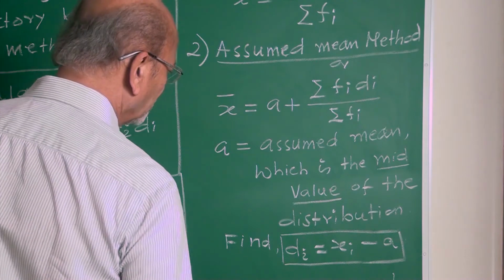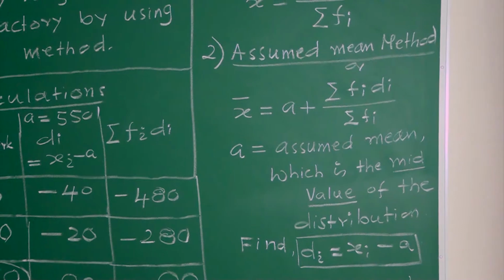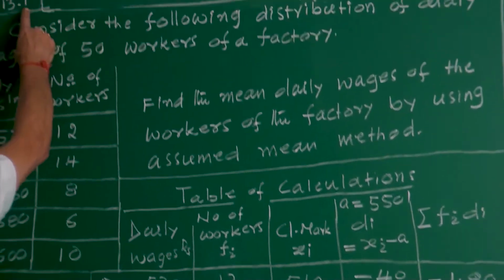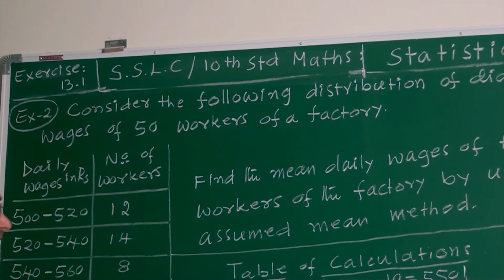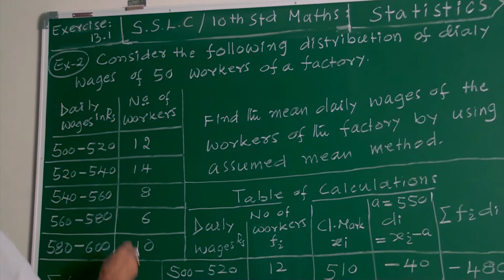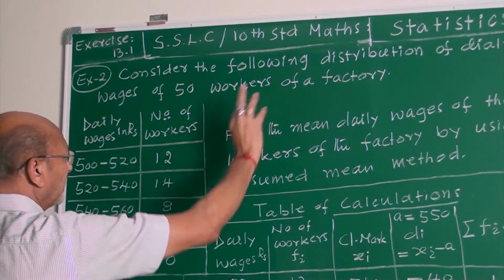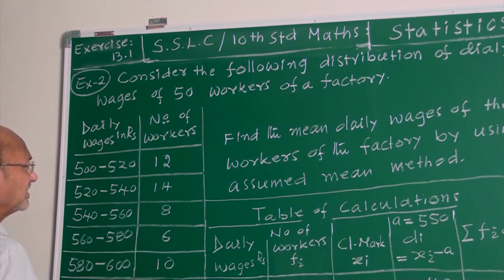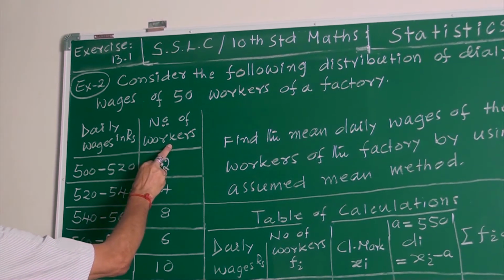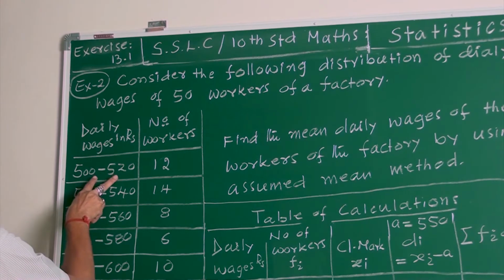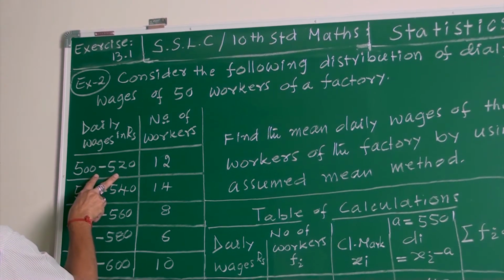Already one example is there, my friends. I will explain with the help of that. This is the example, again exercise 13.1, second example in that exercise. Consider the following distribution of daily wages of 50 workers of a factory. This is the chart given: daily wages in rupees, number of workers.